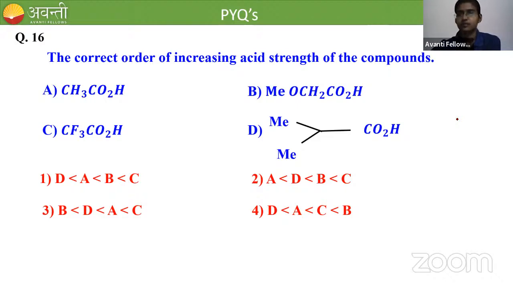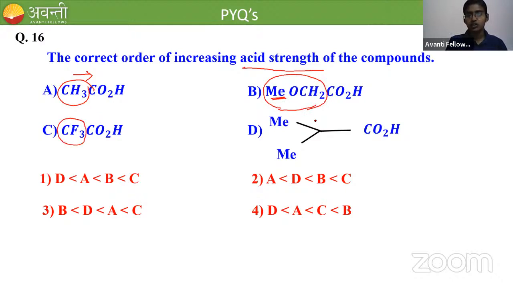Has anyone got the answer? On what basis do we have to get the answer for this question? Here they are asking you the acidic strength, right? And you look into the 4 given options. All are carboxylic acids, all are COOH containing compounds. In compound A, we have a CH3 group, which is an alkyl group that donates electrons to the carboxylic acid. And here we have CH2OCH3, where Me means CH3. And here CF3 is given. And here also we have an isopropyl group attached to the carboxylic acid part.